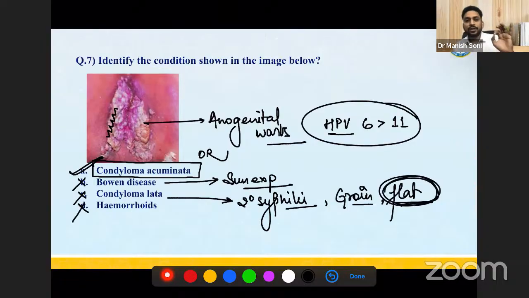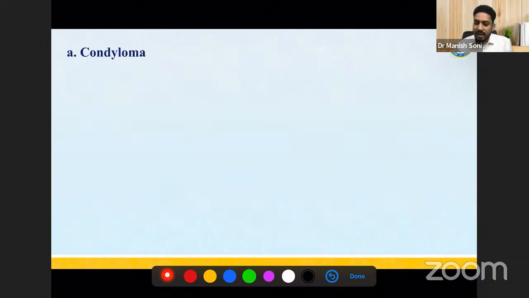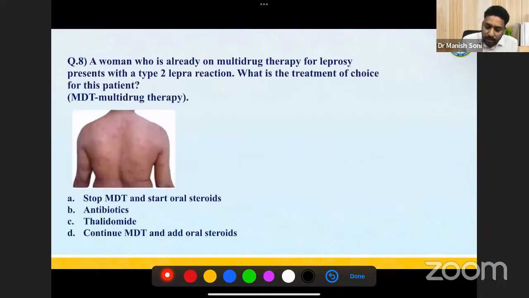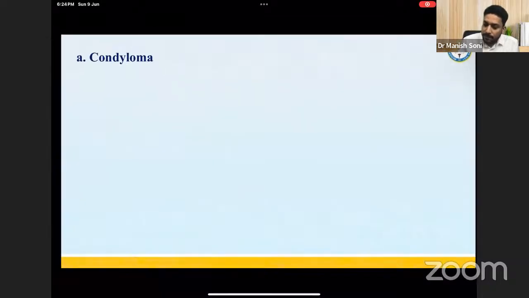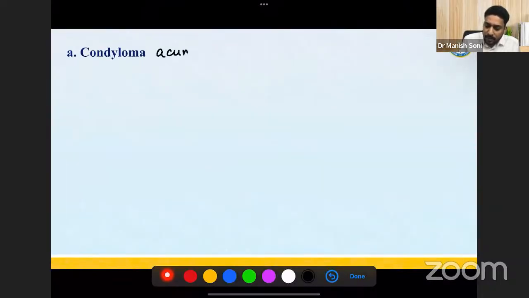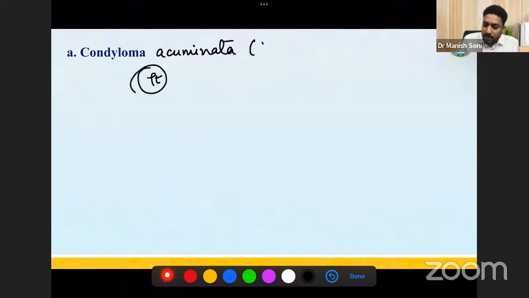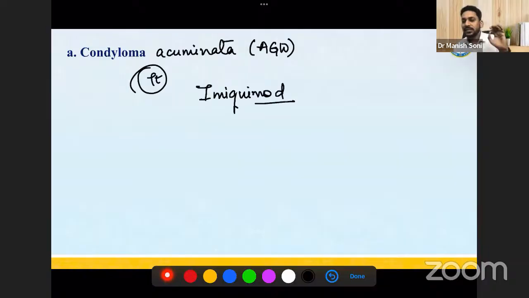Now another important question which was recently asked in your screening exam: what is the treatment of condyloma acuminata? The treatment of anogenital warts is imiquimod. Imiquimod is a topical agent which is applied over the lesions. If imiquimod is not there, you can choose podophyllotoxin.